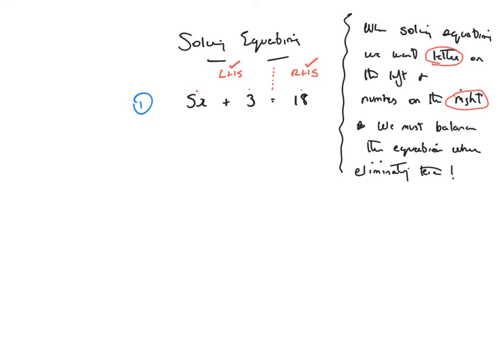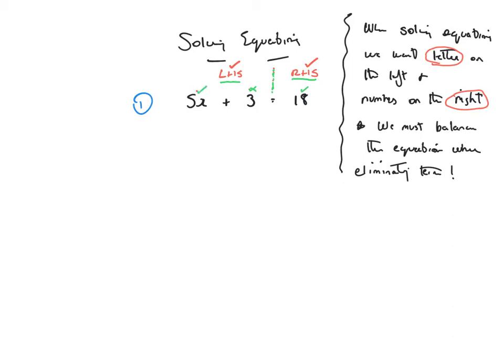So if you think about this one, if the equal sign's in the middle, and we want numbers on the right and letters on the left, 18 is a number. Is that on the right hand side? Well, it definitely is, so that's where that should be. 3 is a number, but numbers should be on the right hand side, so that shouldn't be there. And 5x is a letter term, so that's okay, that's where it should be.